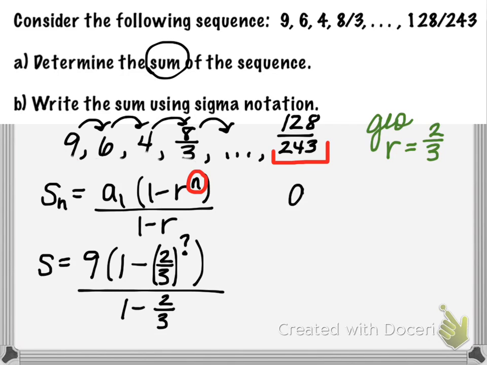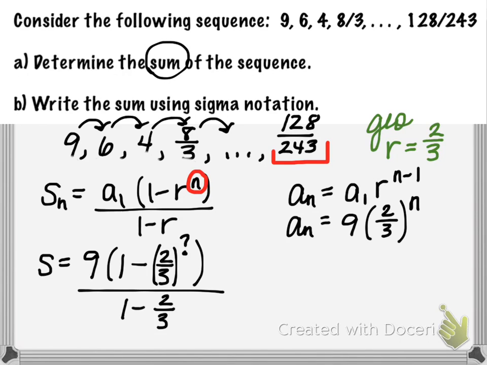Since it's geometric, we know that our formula for this sequence can be found by taking the first term, a sub 1, times r raised to the n minus 1 power. Right now, I know my first term is 9, my common ratio is 2/3, and I don't know what n is, so this will just stay n minus 1. However, I do know that the last term is 128 divided by 243. So I can substitute that in for the last term, and then we'll be able to solve for n.